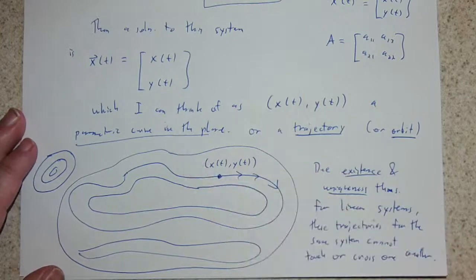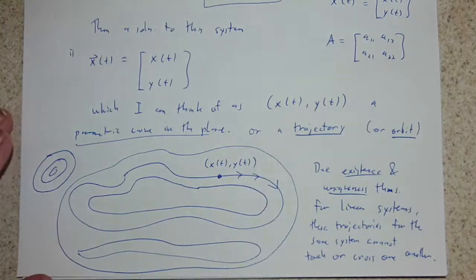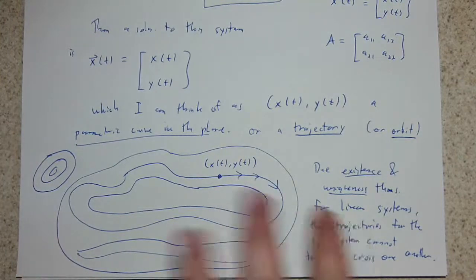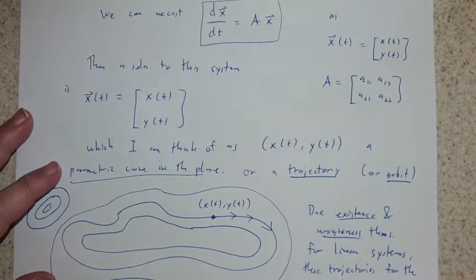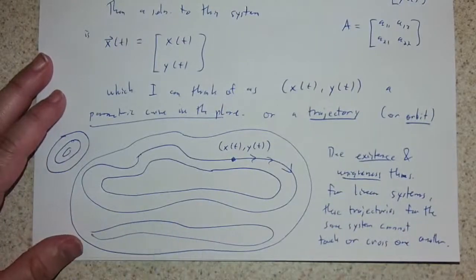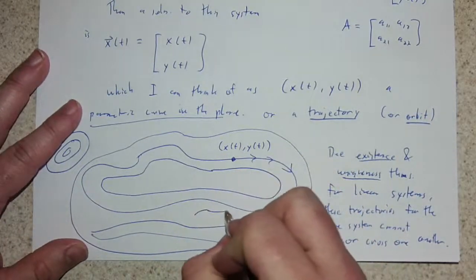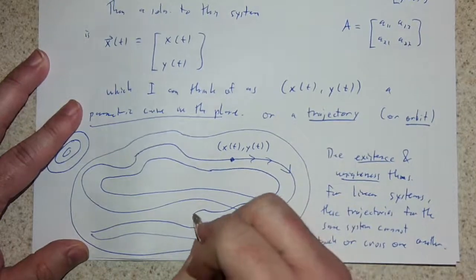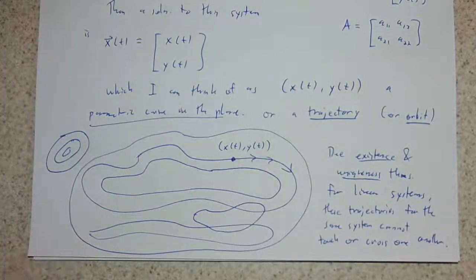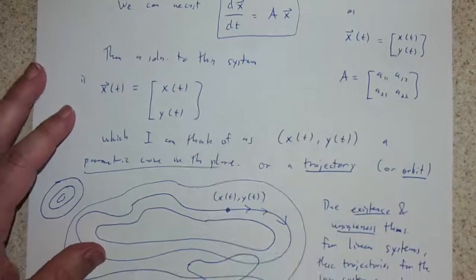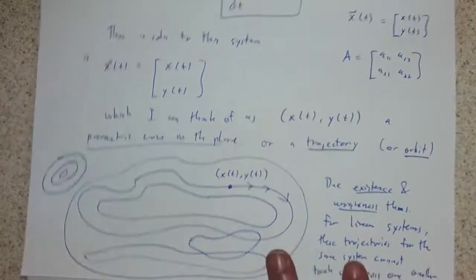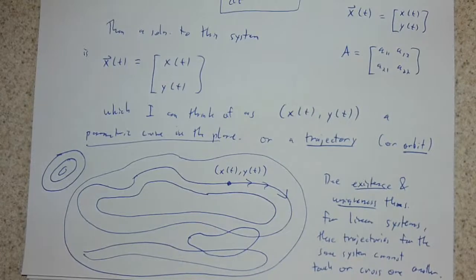Because of that, we have constraints on how trajectories of a system can look. For instance, this is a valid picture, but this, for instance, would not be a trajectory of the system, because this sort of thing is just not allowed. So our next goal is to understand the structure of these trajectories for the system.